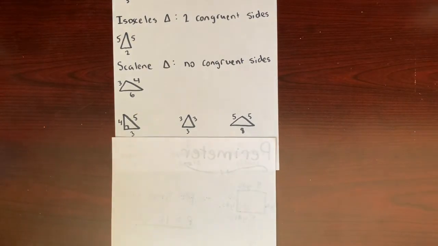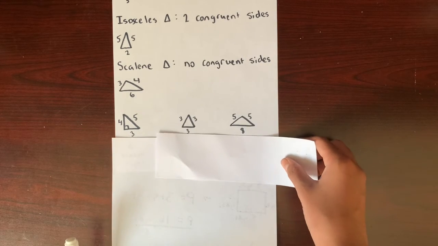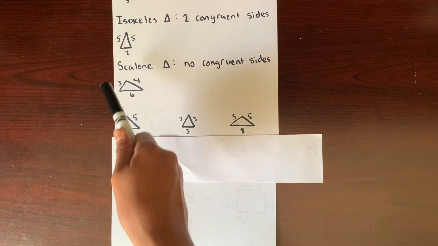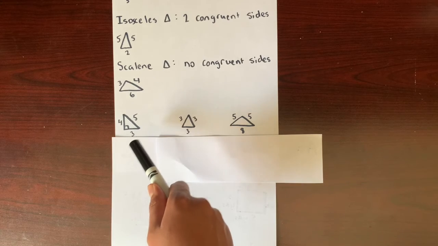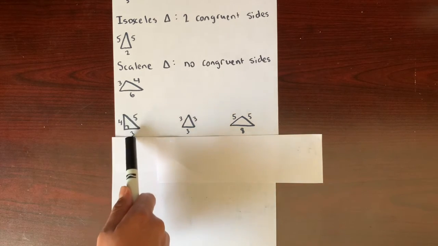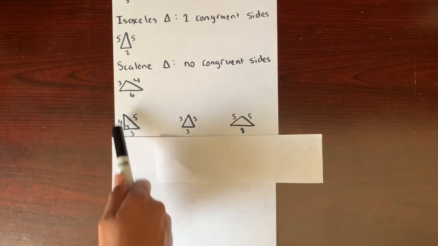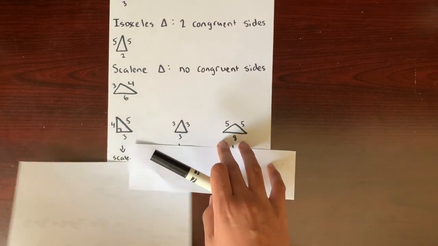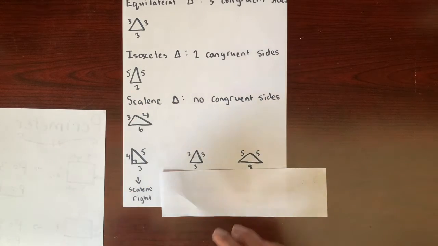The first triangle we see has side lengths of 3, 4, and 5. So that means that it's a scalene triangle because there are no congruent sides. None of these side lengths are the same. And we can also see that it has one right angle as shown by the box, and you can tell by how it looks that this is a right angle. So that makes this triangle a scalene right triangle. It's a scalene triangle as well as a right triangle.